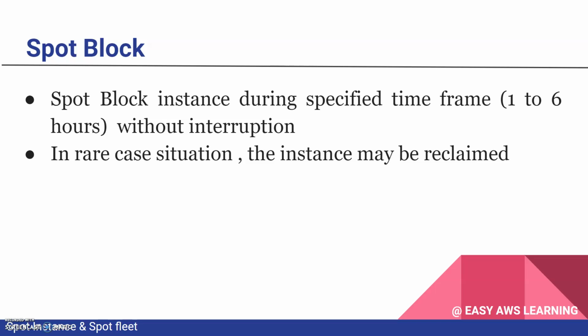There is another option where you can avoid this risk of termination. The spot instance type also provides spot blocks, where you can block your instance for a specific time frame, from a minimum of 1 hour up to 6 hours. So you can get uninterrupted use for 6 hours at the max. In some rare cases you might get reclaimed by AWS, but that is very rare.